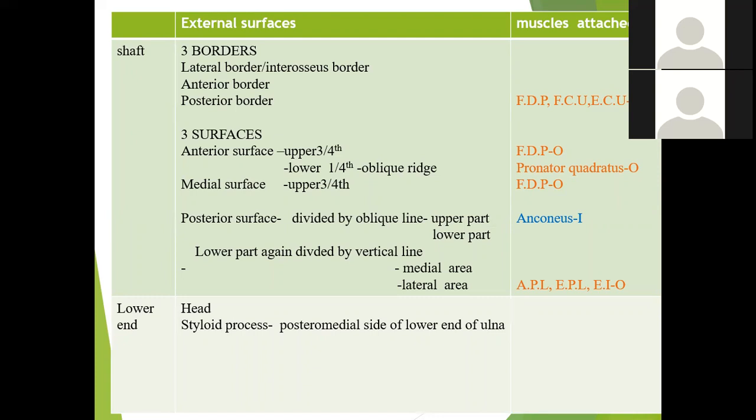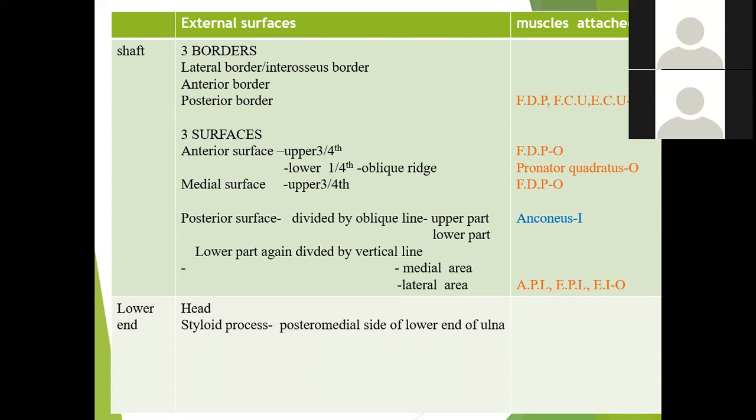Next we come to the second surface, that is the medial surface. The upper 3/4 of the medial surface gives attachment to a muscle, and the lower 1/4 is the other part. So we divide it into two parts, upper 3/4 and lower 1/4. The next one is the posterior surface. The posterior surface is very, very important in this ulna, and it seems to be a complicated arrangement.